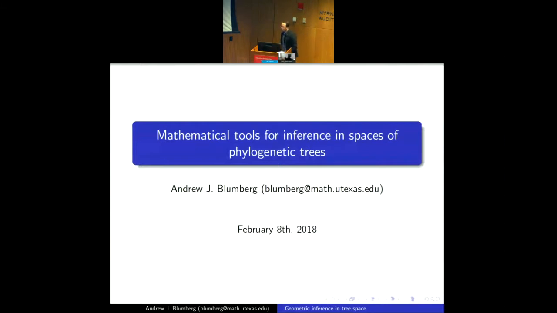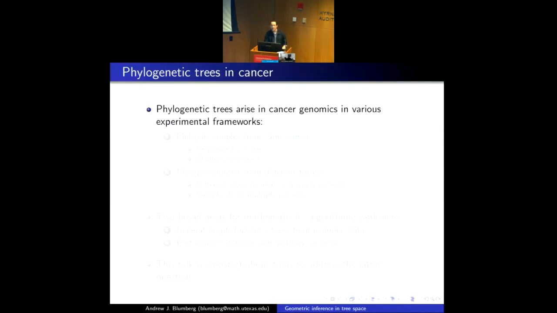There we go. Okay, so this is maybe in stark contrast to the preceding talk. This is mostly math, but I want to try to make this as intelligible as possible. And what this is about is tools for inference in the space of phylogenetic trees. And these arise in cancer genomics in various frameworks.